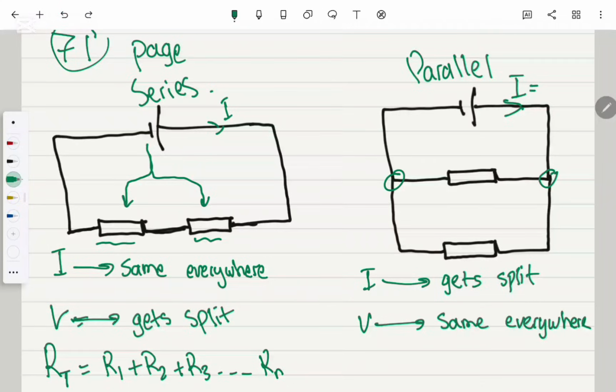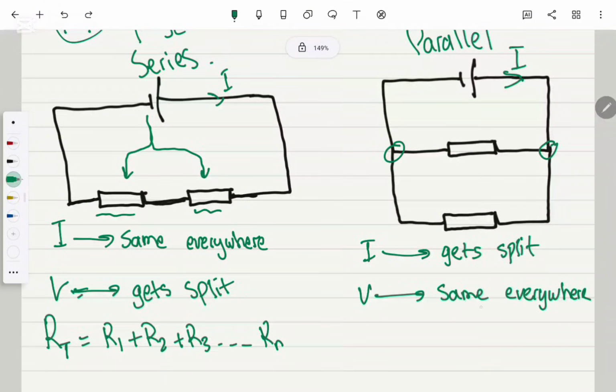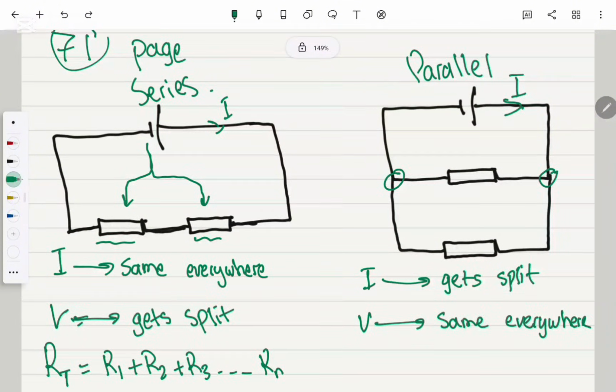Okay, now moving on to the second point, which is the voltage. When I tell you that the voltage stays the same everywhere, imagine if in the question I told you that the voltage of the resistor, this one, equaled 2 volts. You can instantly assume that this one is also 2 volts and the battery is also 2 volts. It stays the same everywhere. At any point, if you find the voltage, you can use it to solve anything else as long as you're dealing with a parallel circuit. All right, those are your rules.